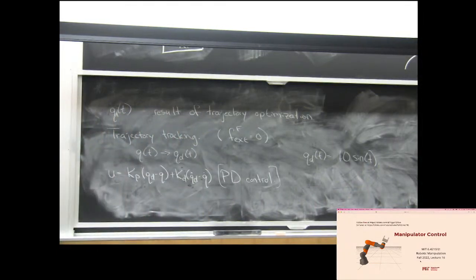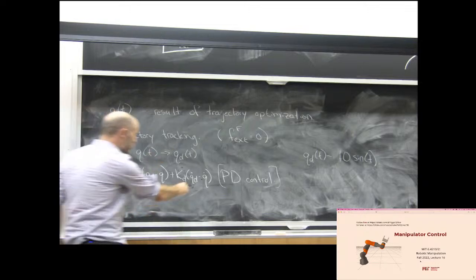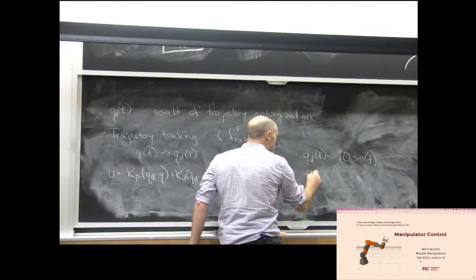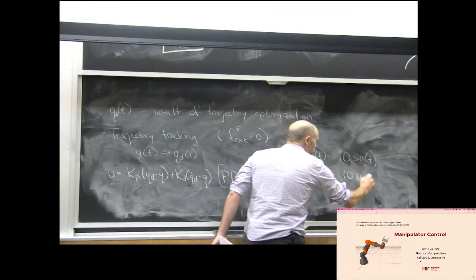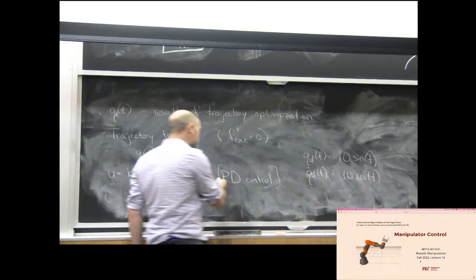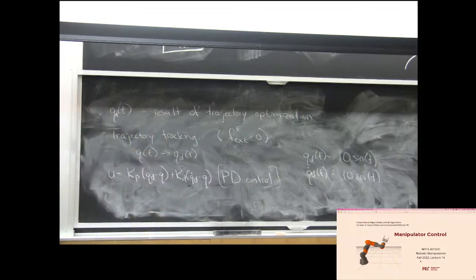I could certainly take the derivatives, of course. Q dot desired is just 10 cosine of t, and I could run this controller. How well will it do at tracking? What are the good and bad things about that? Assuming I've chosen pretty good values for, let's say, Kp and Kd, how would you expect this to perform?